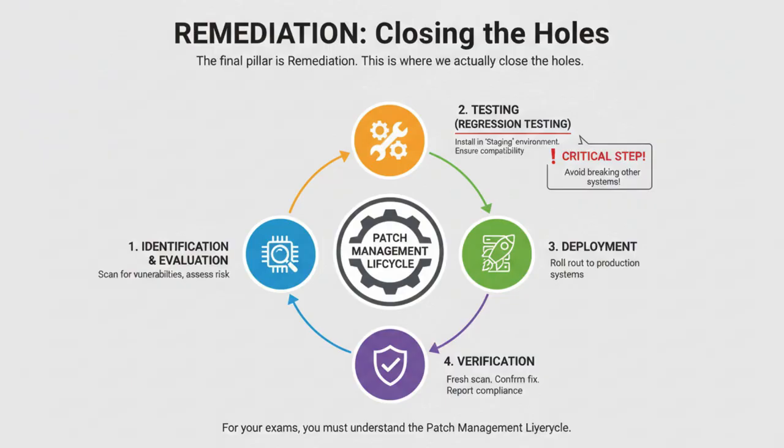The final pillar is remediation. This is where we actually close the holes. For your exams, you must understand the patch management lifecycle. It begins with identification and evaluation. But the most critical step is testing, or regression testing. You must install the patch in a staging environment first. Patches often break other systems. You have to ensure the security fix doesn't take down the entire business. Only then do you move to deployment and verification with a fresh scan.